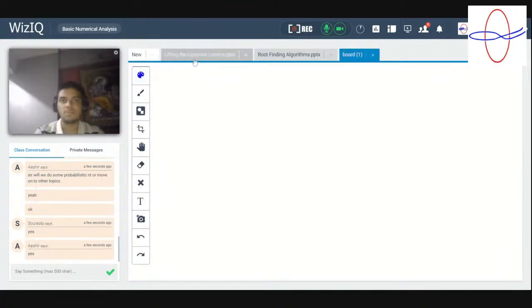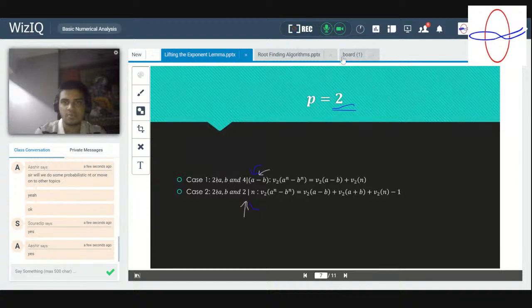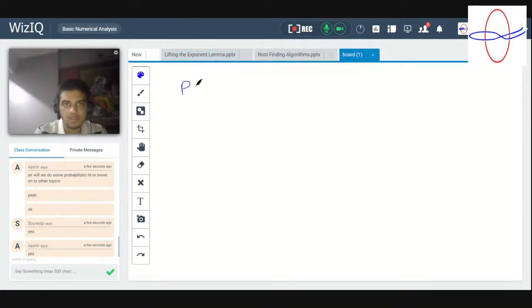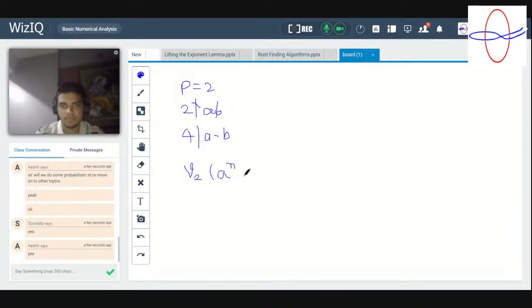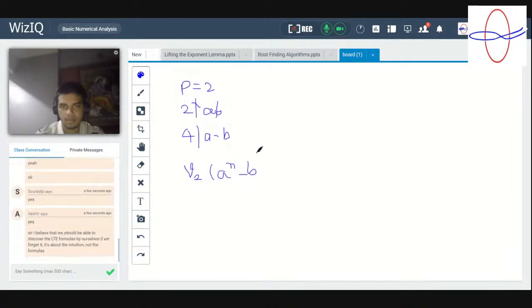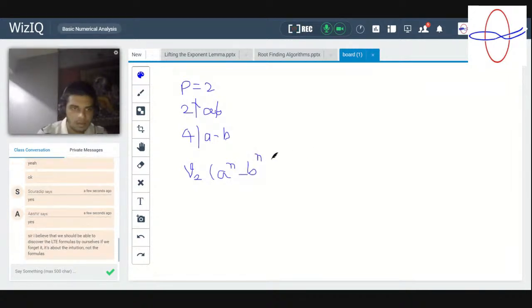So let me start a whiteboard. The first case is when p is equal to 2, 2 does not divide a, b, and 4 divides a minus b, and we have to find basically v2 of a raised to n minus b raised to n.